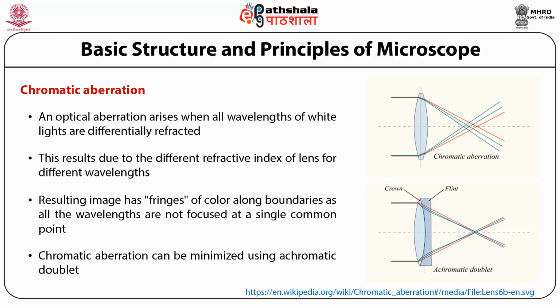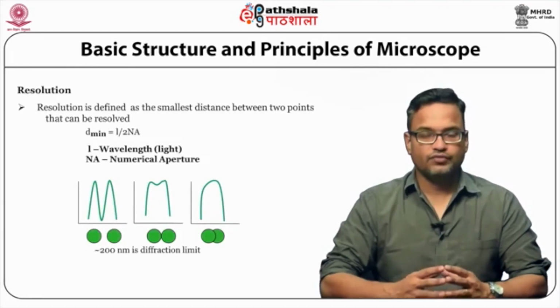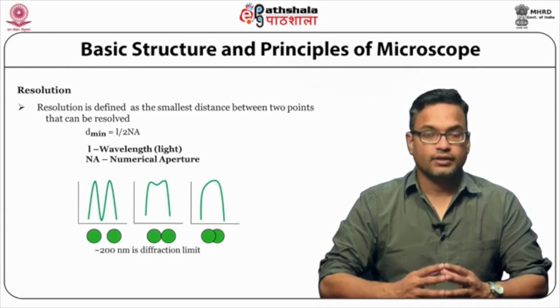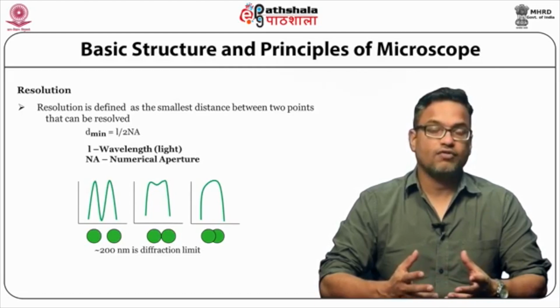These are because of the chromatic aberrations, as you can see in this image also, where we have the doublet, which is formed by fusing two lenses so that all the wavelengths are concentrated on a single plane. Resolution. Now this term is very much coupled with the microscope, and this term defines the capability of a microscope.